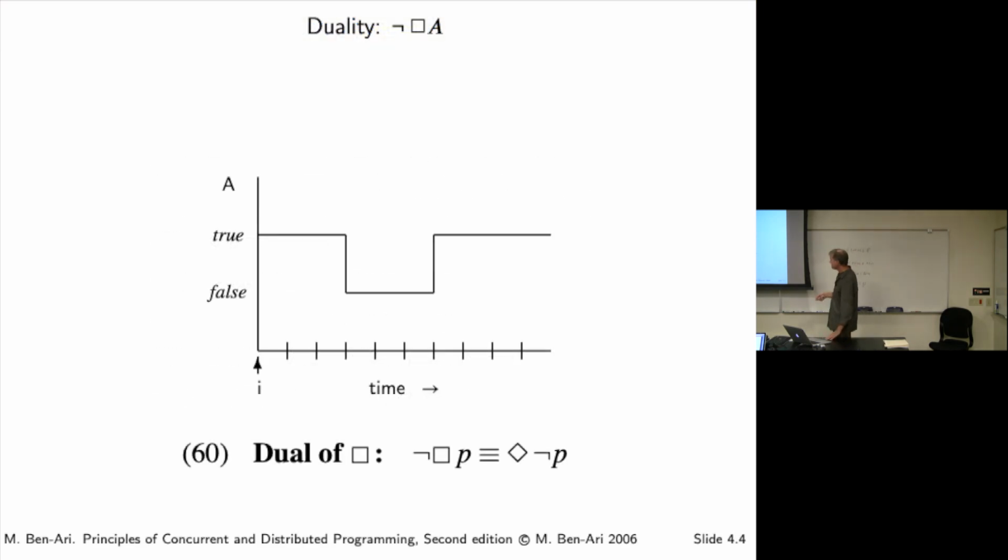Okay. And here is our author's depiction, our author's slide 4.4 of duality. So he's showing a situation where we have not always A. So even if A is true now, but it's going to be false sometime in the future and go back again, then it's not always A, even though A is true now. You see how he depicts that graphically.